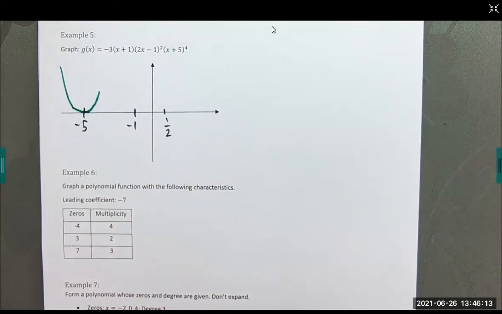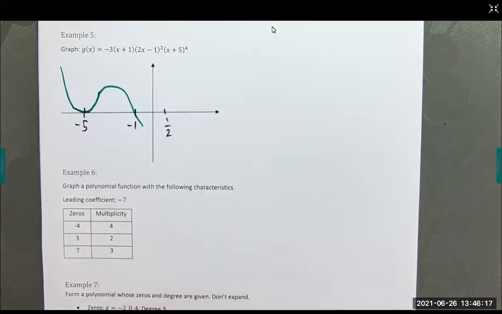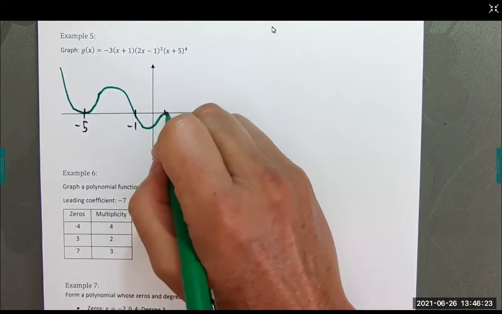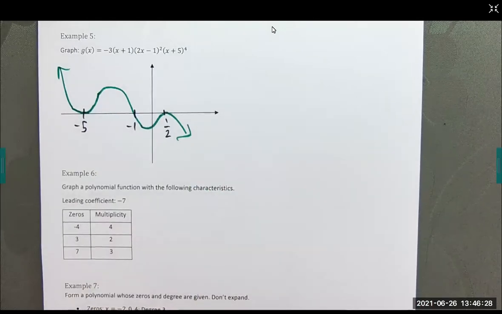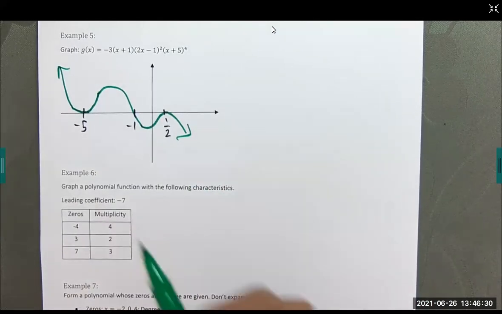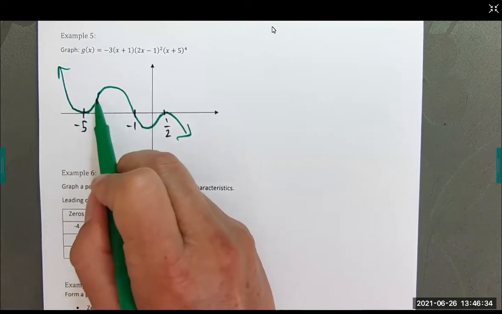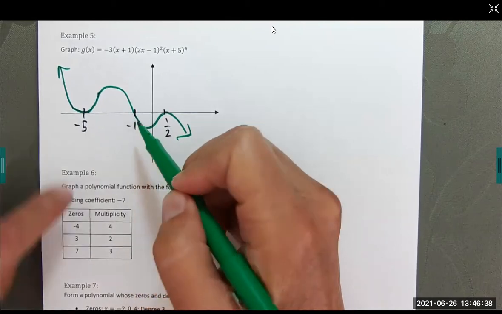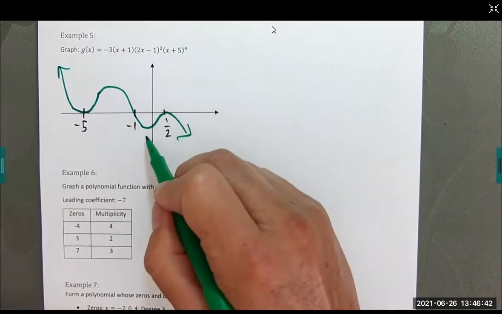At -1, it's just going to go straight through. And at 1/2, it's going to bounce. And as expected, it started up and ended downward. So here, because it's 4th power, it's not quite the nice, pretty parabola. It kind of mushes out just a little bit down there, comes around, goes straight through the -1. And then at the 1/2, because it's squared, it just bounces off.